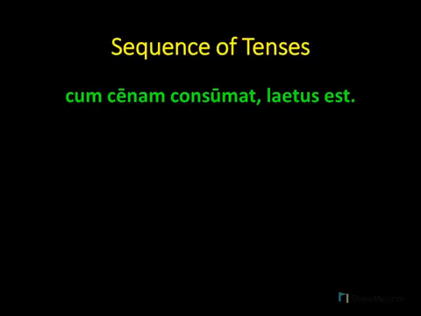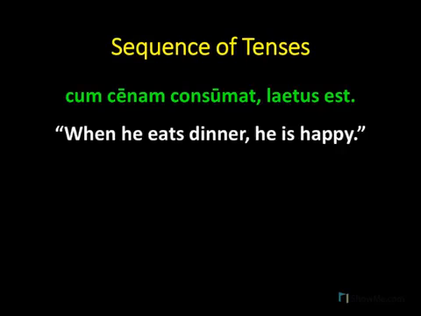Cum caenam consumat, laetus est. We translate this as, when he eats dinner, he is happy. Notice how est is a present tense indicative, he is happy, and consumat is a present tense subjunctive. And we translate both of these as a present tense in English, when he eats and he is.